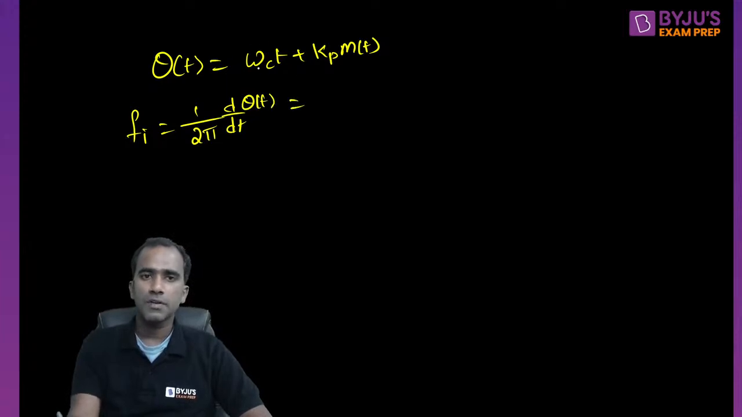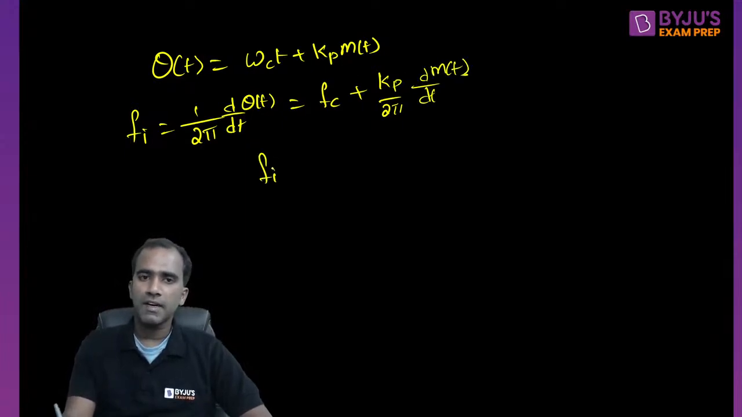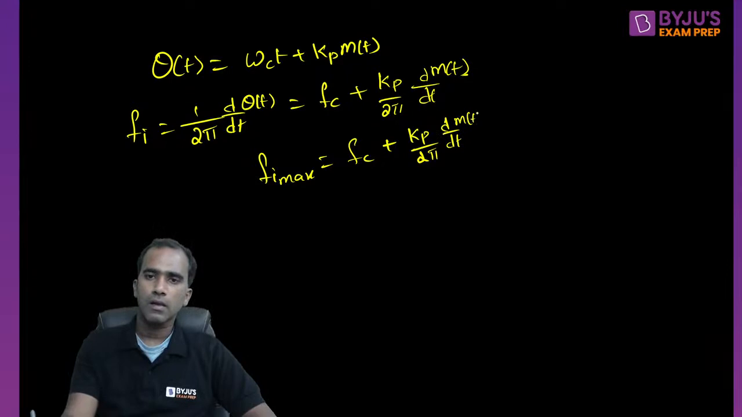Let's find this. If you differentiate this, it will be omega c. If you divide with 2 pi, it is fc plus kp divided by 2 pi into differentiation applied to m of t. It becomes d by dt of m of t. So if you want fi maximum, I'm revising the concept here. If you want maximum instantaneous frequency, that happens when d by dt of m of t is max, whatever is the maximum magnitude of message.